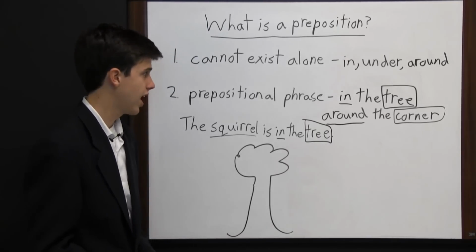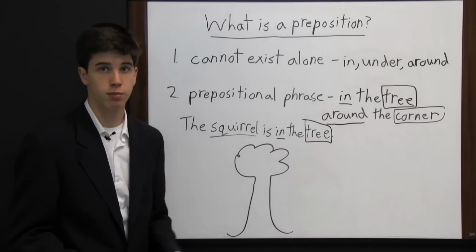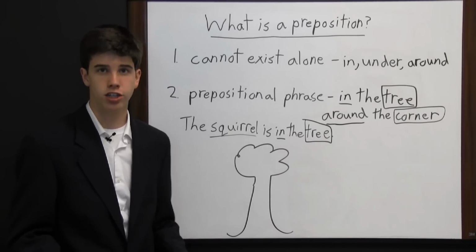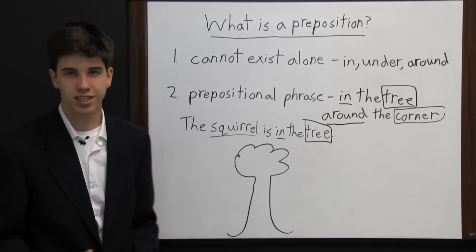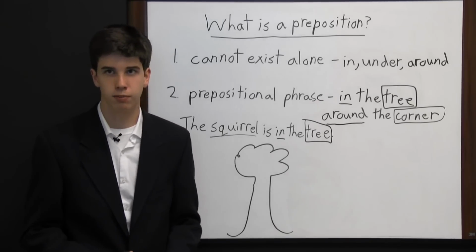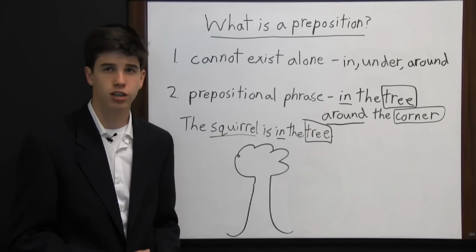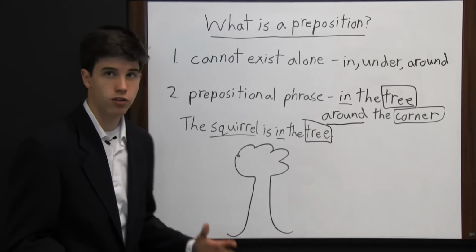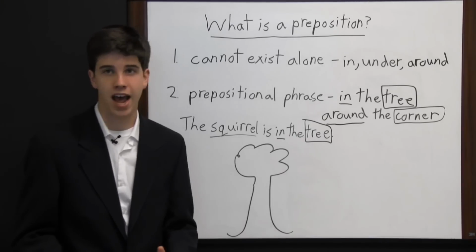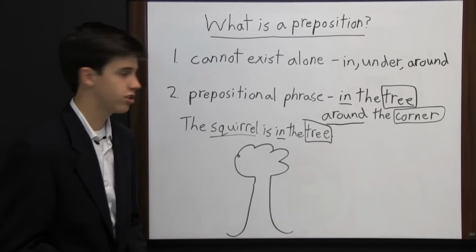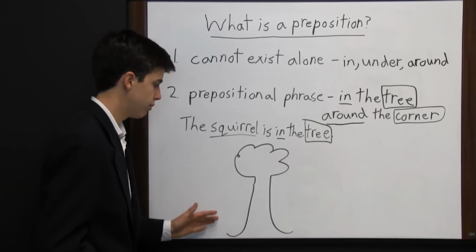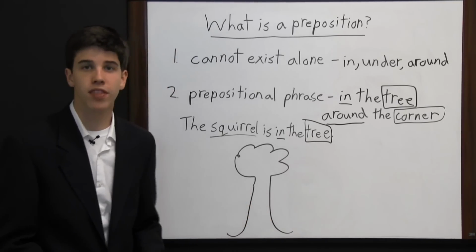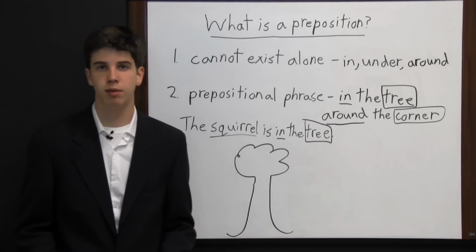Because a squirrel could be under a tree, and under is a preposition. It could be in a tree, or around a tree, or upon a tree, or behind a tree, beside a tree, next to a tree, beneath a tree, over a tree, toward a tree, past a tree, or by a tree. So all those words I listed, by, past, toward, those are all prepositions. And so by remembering a squirrel and its relationship to a tree, it may seem kind of silly, but that can help you remember many of the prepositions.